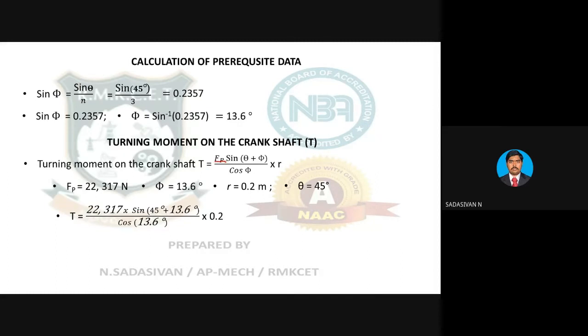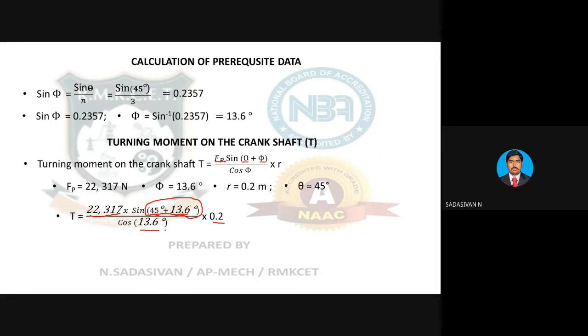FP 22,317. Theta is 45 degrees. Phi is 13.6. Again, divided by cos phi, phi is 13.6. Crank radius is 0.2. This font variation, I don't know why it is coming. I've tried so many times to fix it, it's not happening. Just write it down.